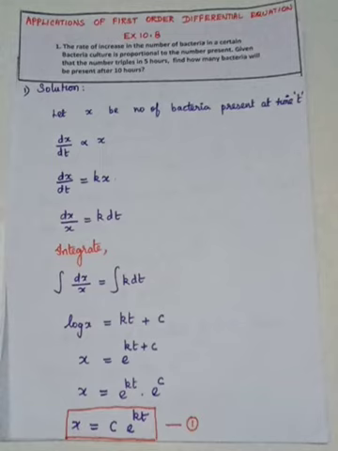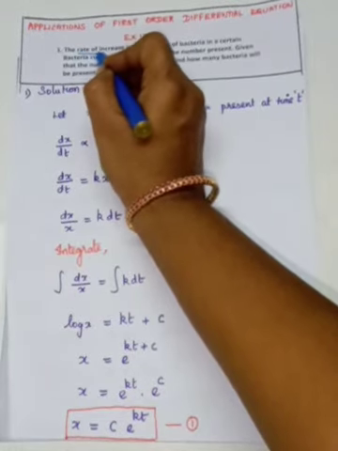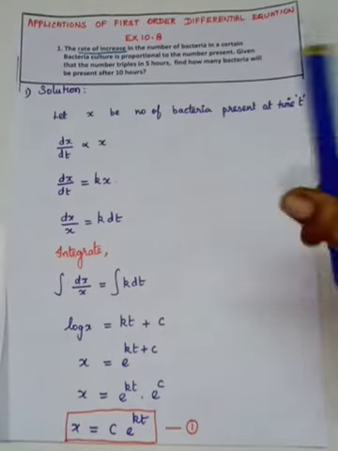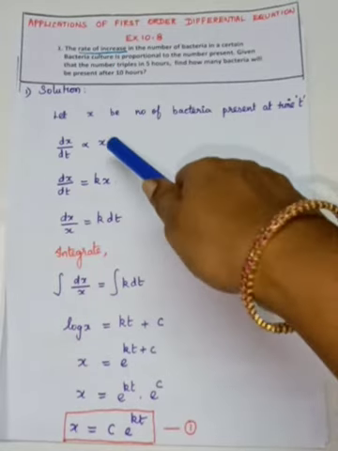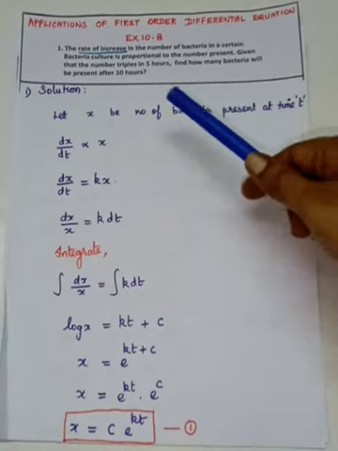See the first words, the rate of increase. So the rate of increase in the number of bacteria. The number of bacteria we have denoted as x, so the rate of increase of x. In the 7th chapter, the differential calculus, we have studied about the rate of change, usually with respect to time. So here also the same thing you have to use.